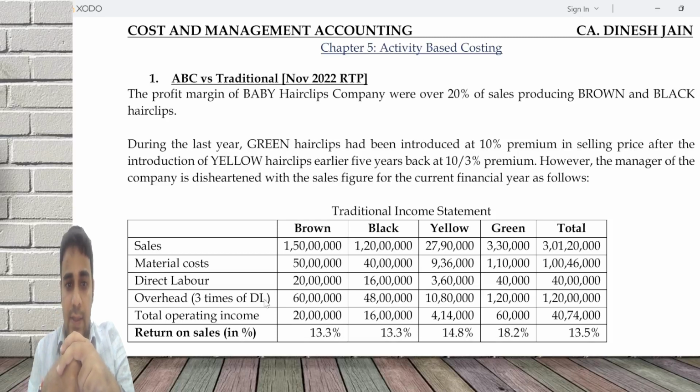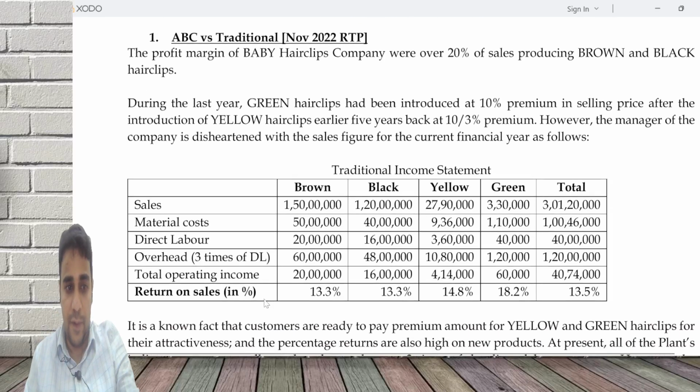However, the manager is disheartened with the sales figure of the current financial year. Brown, black, yellow, green, and total. The profit margin is given. Sales, material cost, labor cost, overheads is three times of direct labor. Operating income here would mean profit. And the return on sales is the net profit margin. Brown you are earning 13.3%, black 13.3, yellow 14.8, green 18.2, overall 13.5.